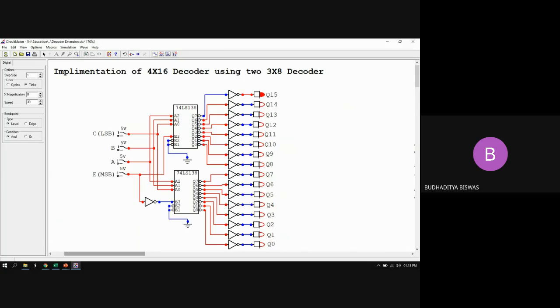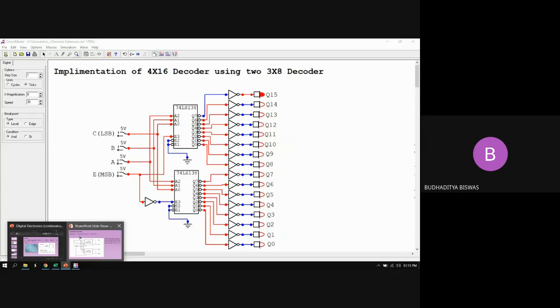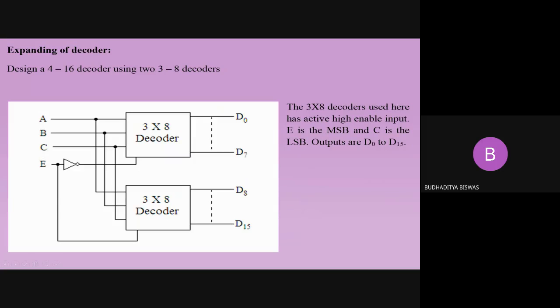But in the exam, don't connect like this one. That is the circuit for the exam time. For a 4 to 16 decoder, just draw a block diagram. No, the actual circuit is not required, just draw a block diagram. 3 to 8 decoder, 3 to 8 decoder. Here all the data lines ABC are short circuited. This is the enable input. The enable input is directly connected to one of the decoders, and connected through a NOT gate to the other decoder. Output lines are D0 to D7 for the first one and D8 to D15 for the second one. That will give you the full marks.